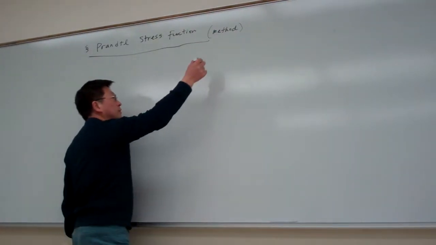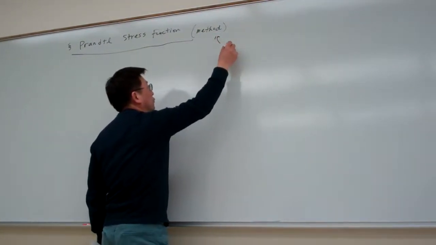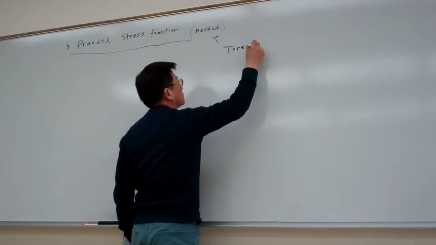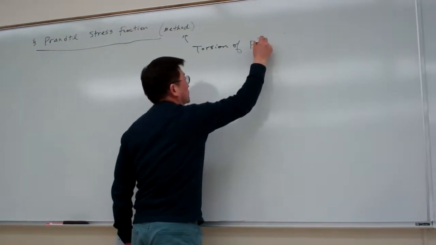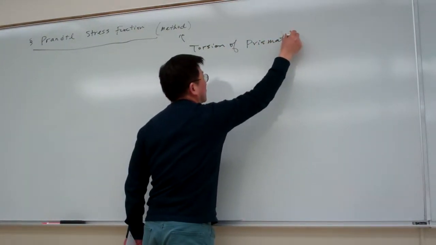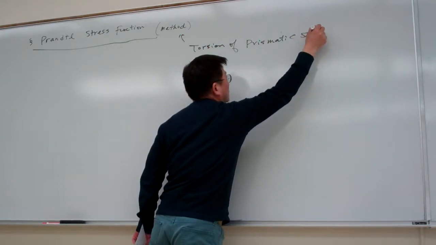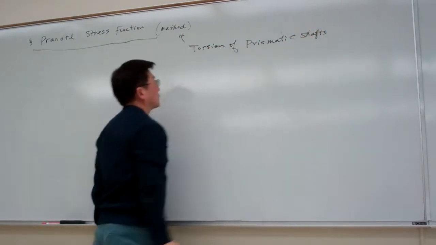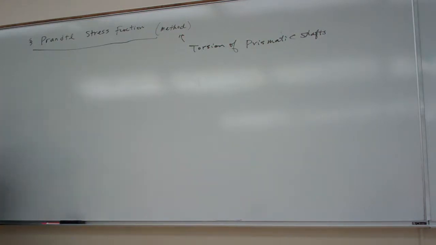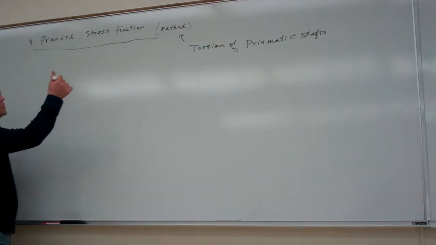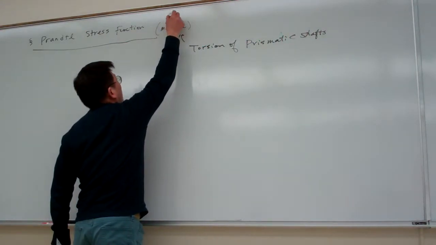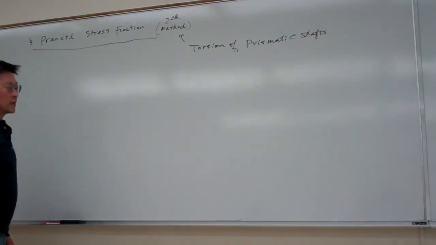To solve for the torsions of prismatic shaft. Okay, so that is a method. And the first method we're seeing is semi-inverse warping functions. Okay, so this is the second method here. And hopefully we can finish these discussions today.